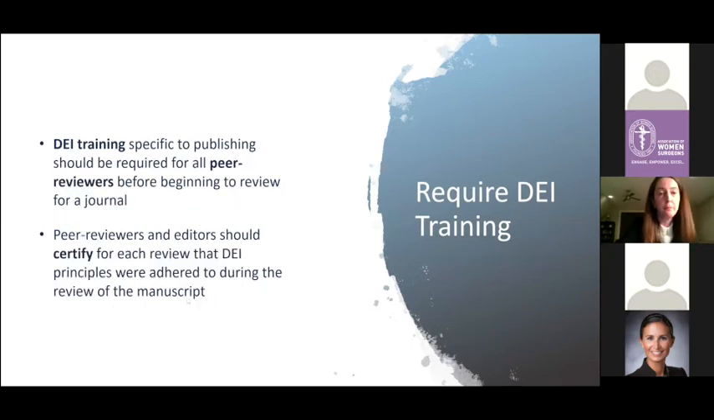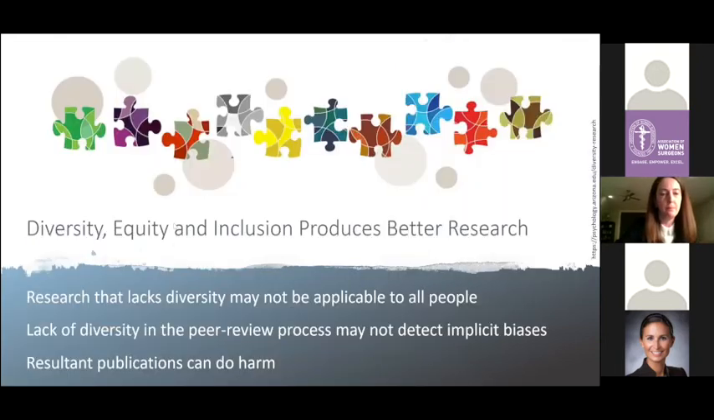I think it's important. I also think I'm going to go out on another limb and say that I think DEI training specific to publishing should be required for all peer reviewers before they start reviewing for a journal. And peer reviewers and editors should simply certify for each review that DEI principles were adhered to. It could be a simple checkbox on the editorial management website. Again, easy things to do, but being intentional about addressing this issue.